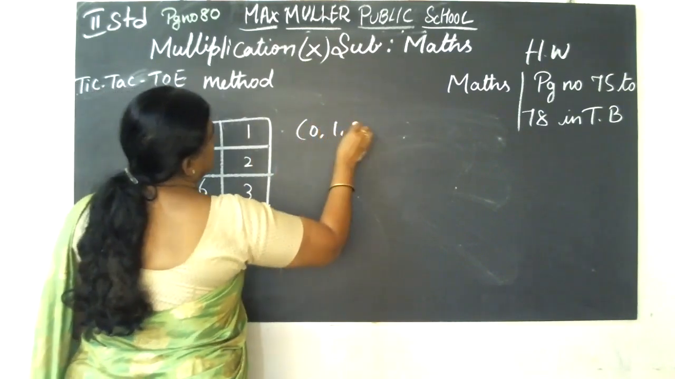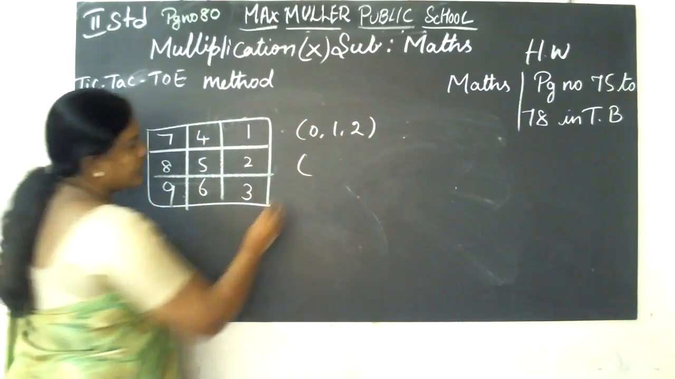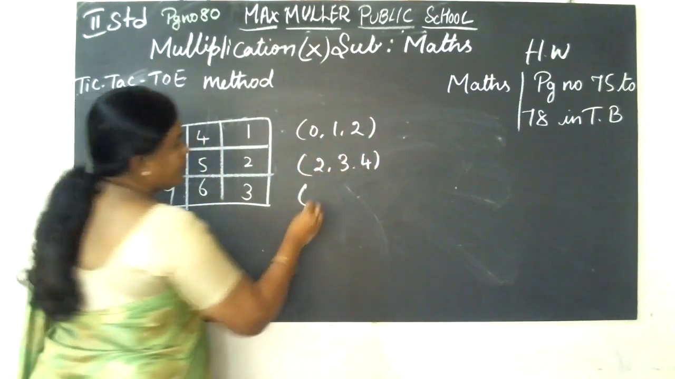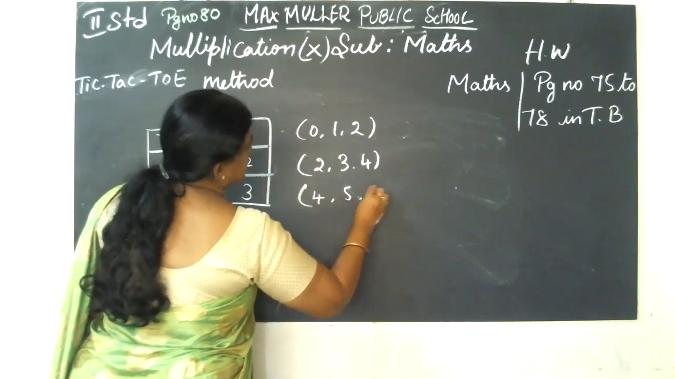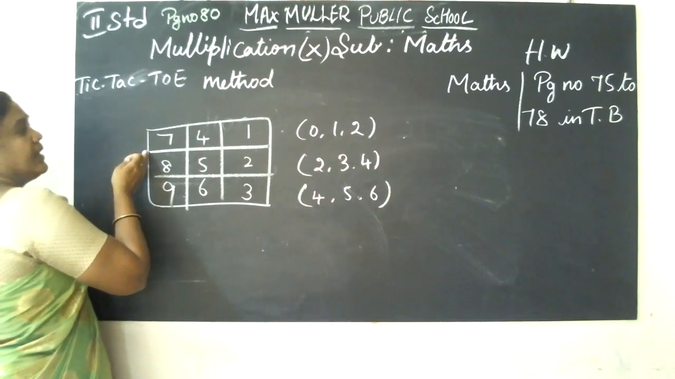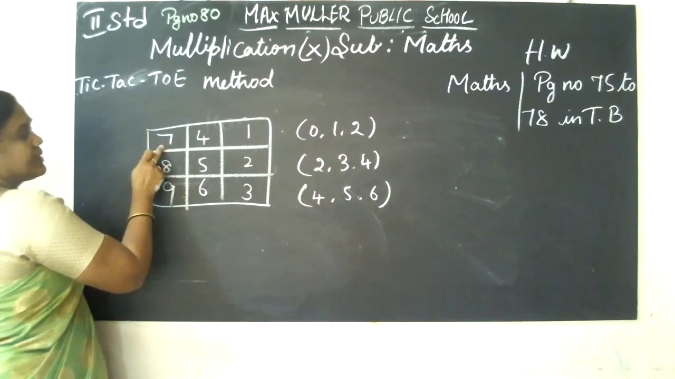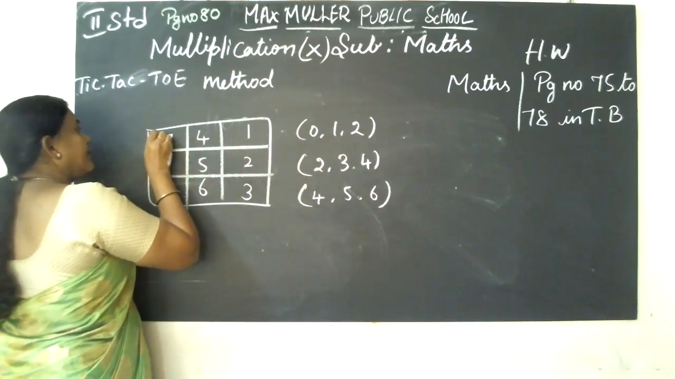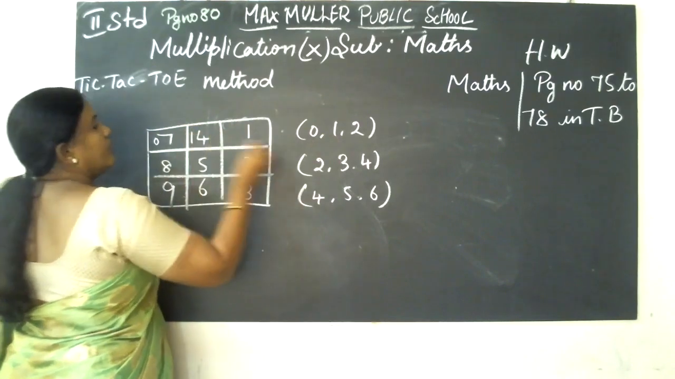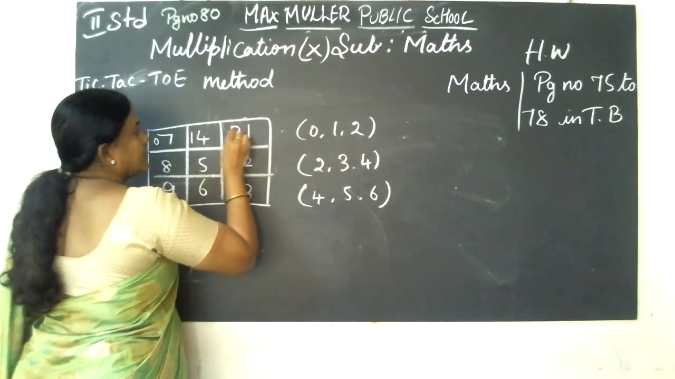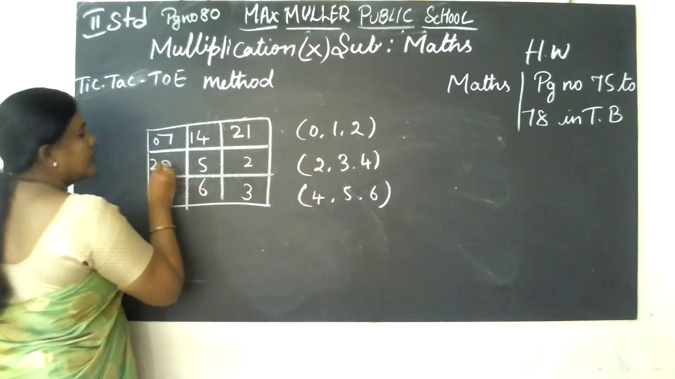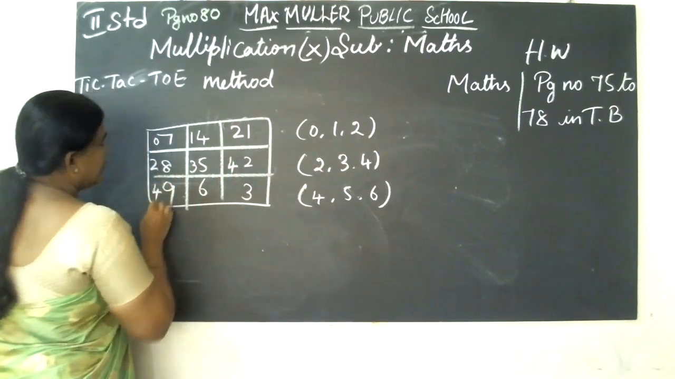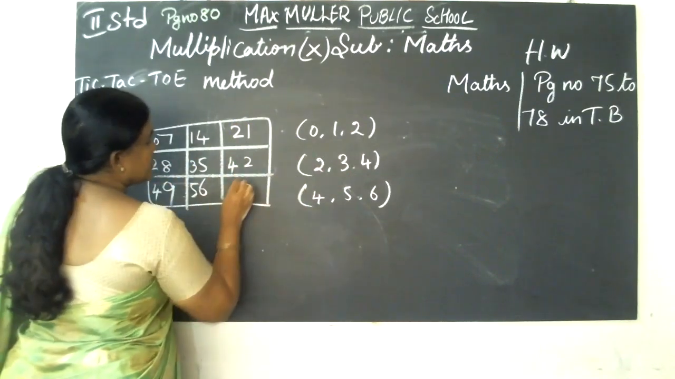0, 1, 2. Second column, which numbers you want to write? 2, 3, 4. Third column 4, 5, 6. These numbers you want to write before the digit. This digit is there, no children? Before it you want to write this number. This 0 you write before 7. This 1 you write before 4. This 2 before 1. Now here 2, here 3, here 4, here 4, here 5, here 6.